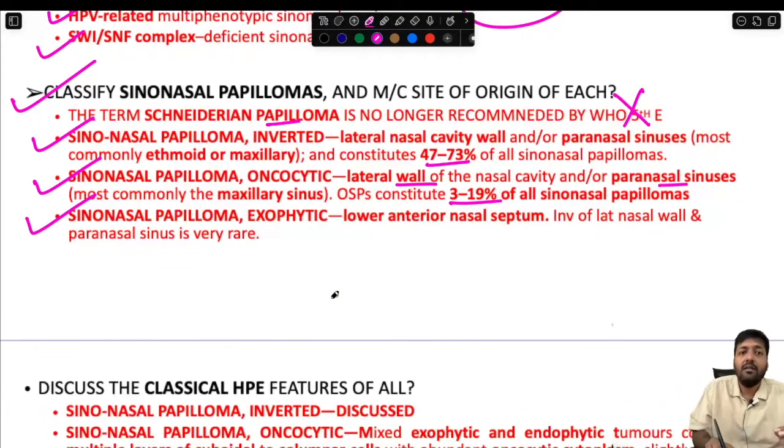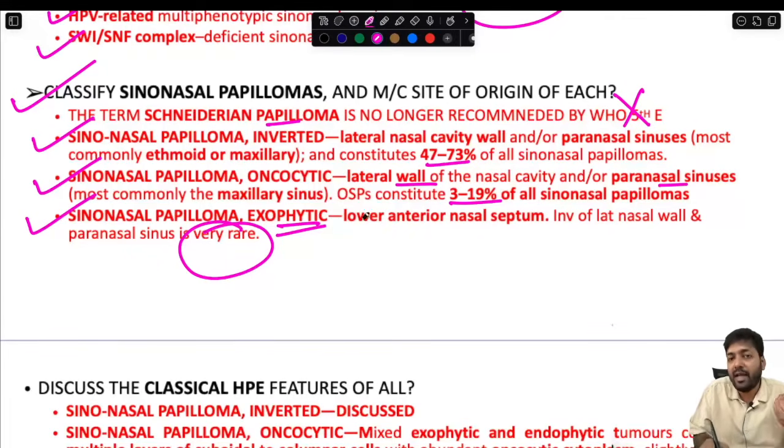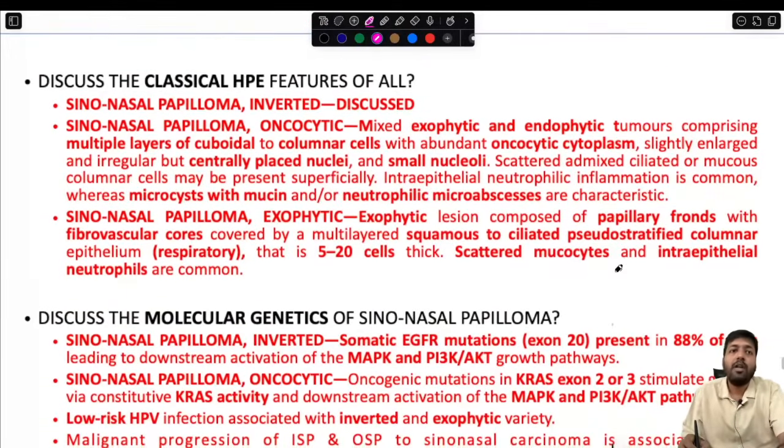The third and rarest variety of sinonasal papilloma is the exophytic variety, and its location is also different. It arises from the lower anterior nasal septum. Involvement of the lateral nasal wall and paranasal sinus is very rare, and it is the least common variety also. Remember this point. The next important question is: discuss the classical histopathological features of all types of papilloma.